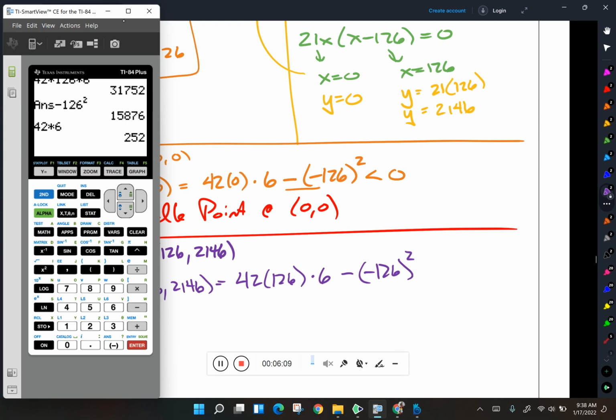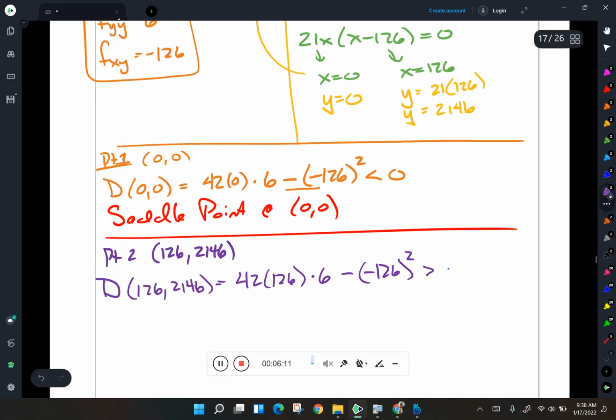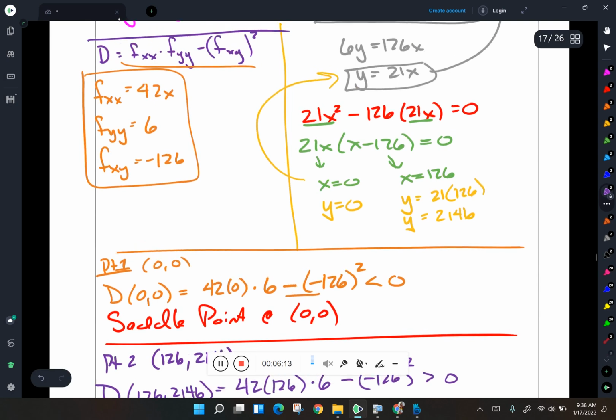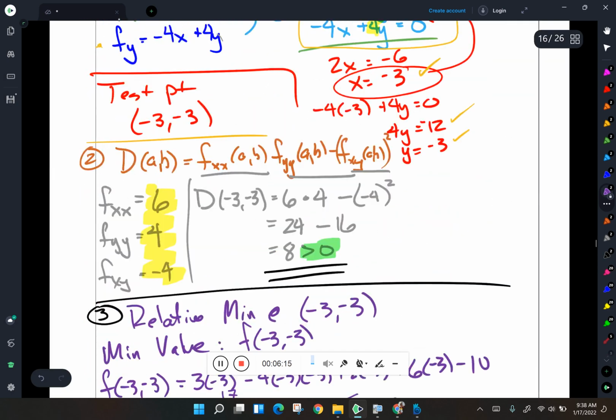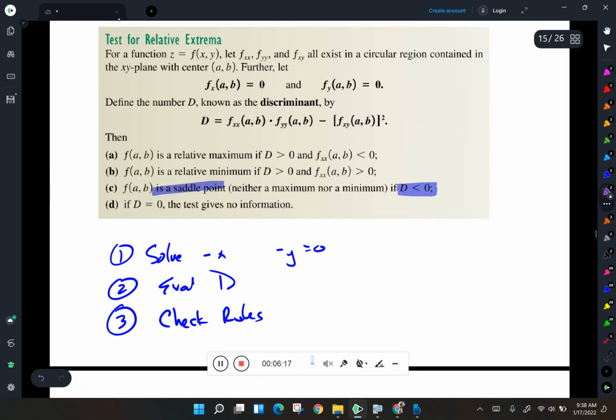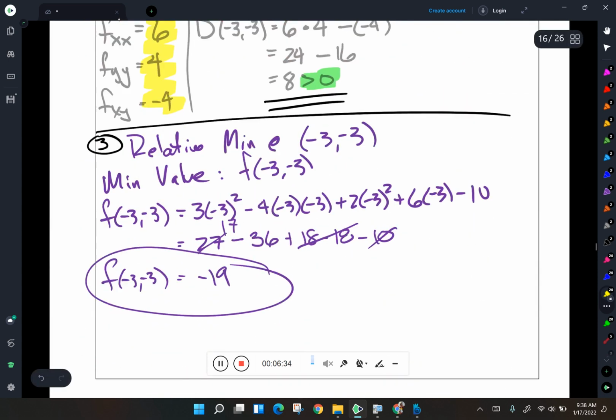That makes sense, yeah. So it's positive. So this is greater than 0. So now I'll go back up here and I'll say, what does it mean when it's greater than 0? Okay, when the discriminant is greater than 0, now we're looking at here or possibly here. So we're looking at either a max or a min based on whether the second partial x is greater than 0 or less than 0. So at that point, the second partial x was greater than 0. So we're looking at a minimum.